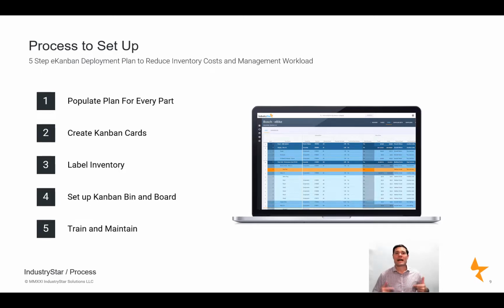Fourth, set up Kanban bin and board. Start basic. An obsolete part tote can be an ideal Kanban bin. Simple Kanban card boards can be quickly made by cutting down envelopes to help establish a process more quickly. And finally, train and maintain.